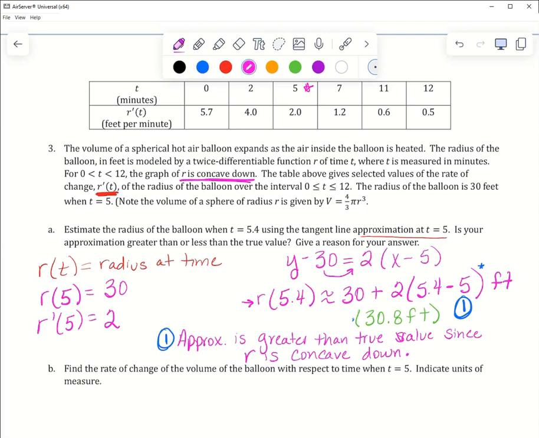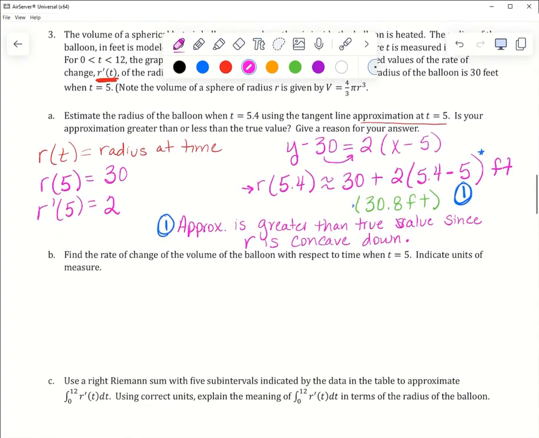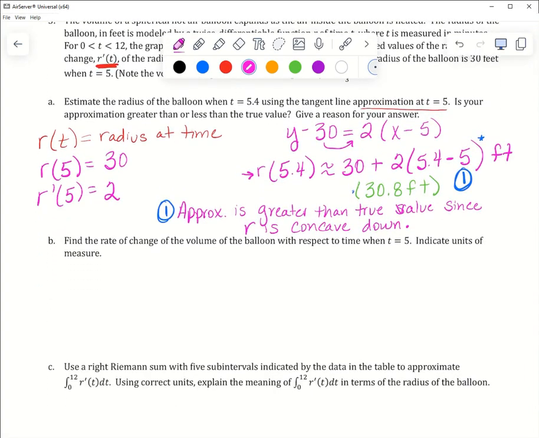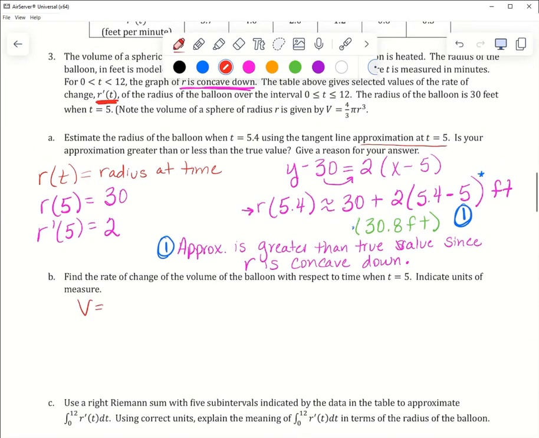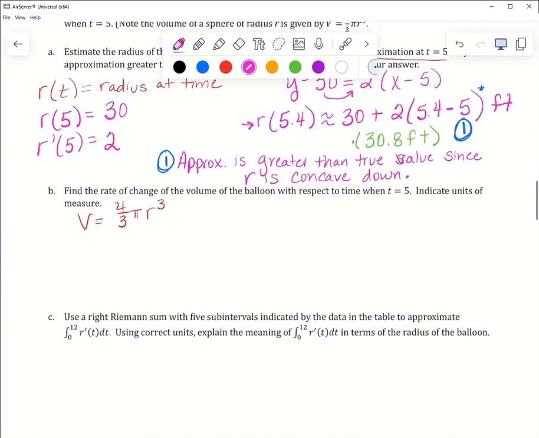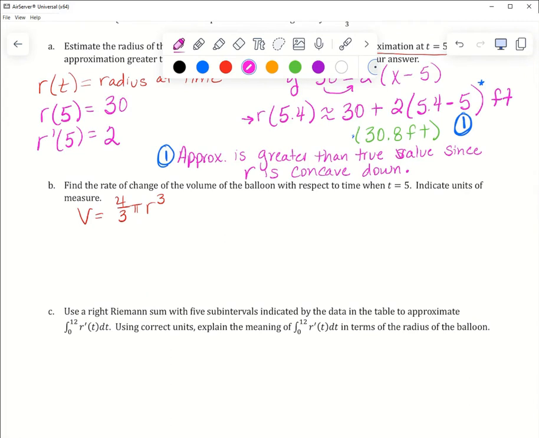All right, so what's in pink is what I would write, and I'll keep that consistent throughout. Find the rate of change of the volume of the balloon with respect to time at t. Indicate units of measure. Oh, good old related rates that they threw in. The rate of change of the volume. Now remember, the given information was that volume was 4/3 pi r cubed.